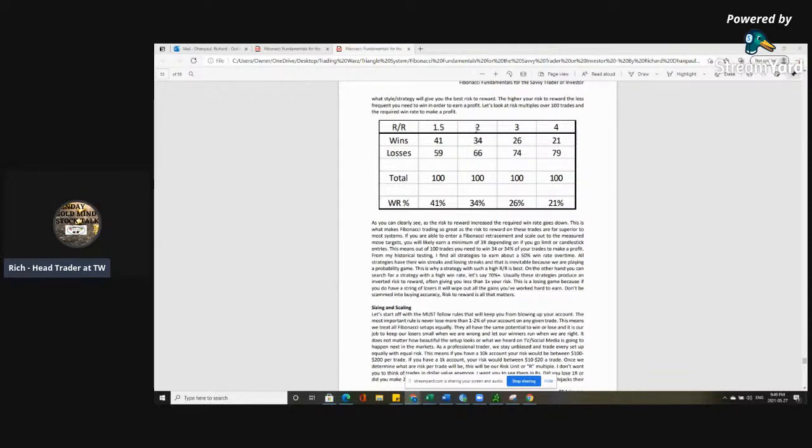You have to make the decision today. Are you going to be the casino or are you going to be the gambler? You have to make that decision right now. And if you're going to be the casino, you have to let your winners get to the damn targets. You have to let your winner get to the target.